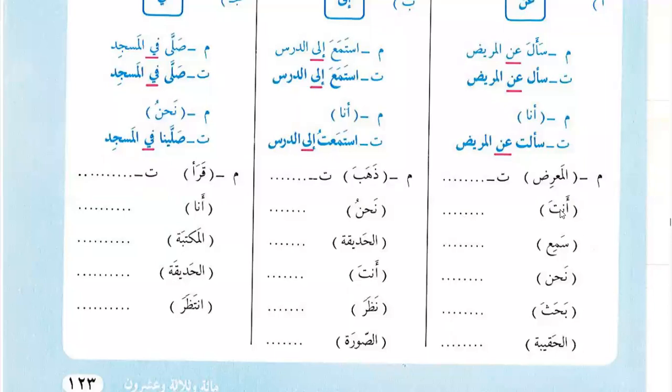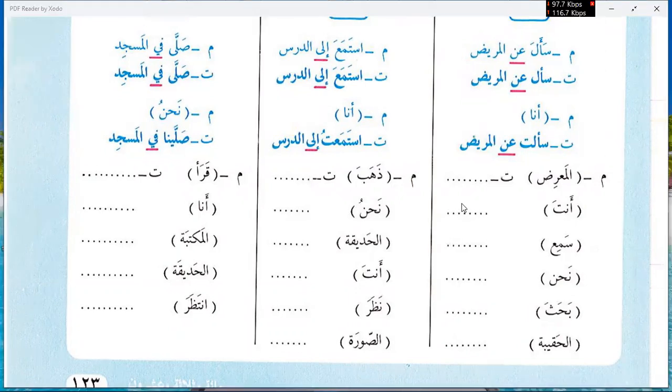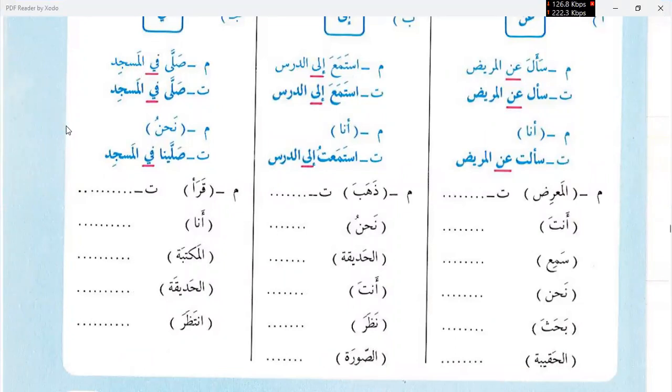This time the teacher has given you the word anta, so you will make the word you asked. You asked about the exhibition. What is the Arabic for it? Anyone? Maridi. What is the verb here? Sa'alta. Anta sa'alta. Okay. Sa'alta anil maridi. Sa'alta is for anta, for you.